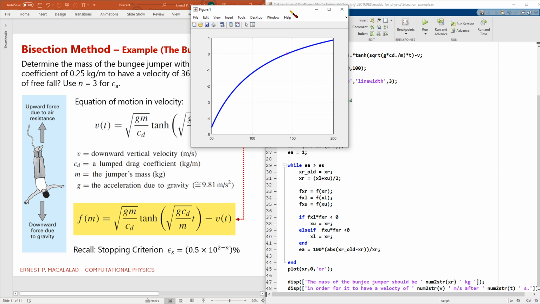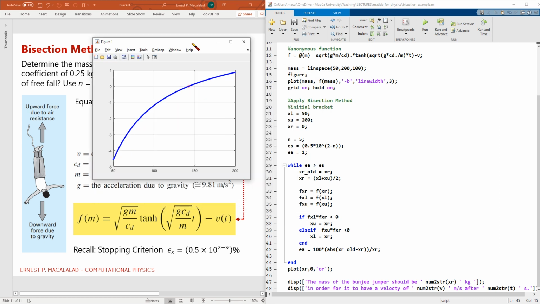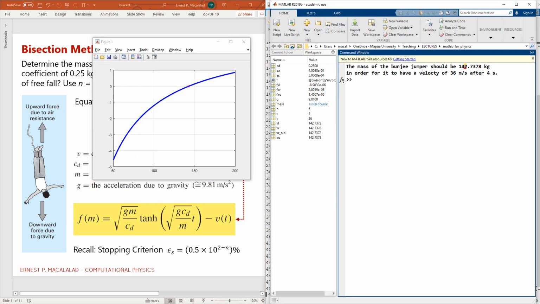That's it. This is our result. This is our answer. The answer is 142.7378 kilograms, in order for it to have a velocity of 36 meters per second after 4 seconds.